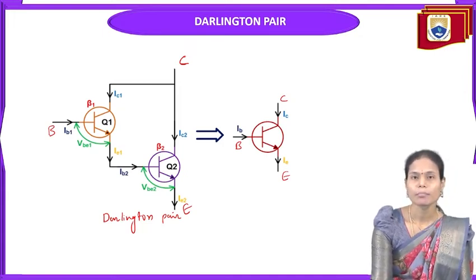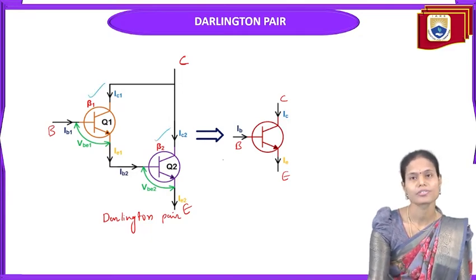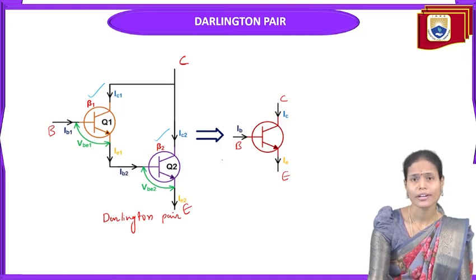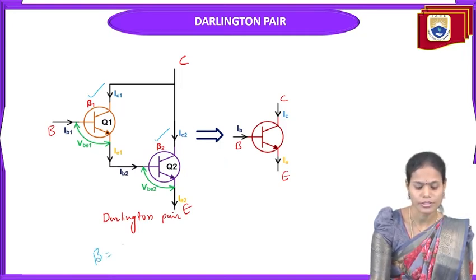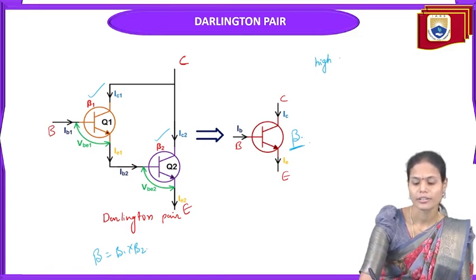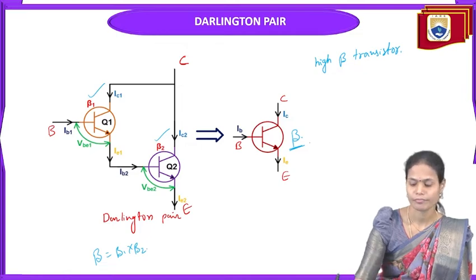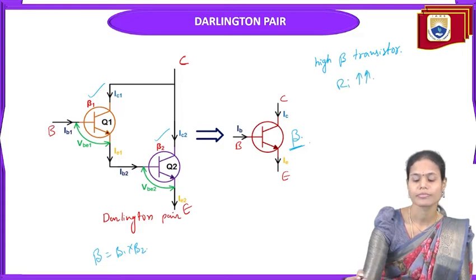So here the current gain provided by the first transistor is beta 1 and the current gain provided by the second transistor is beta 2. So the overall current gain I am taking here as beta, that is equal to beta 1 into beta 2. So for this transistor overall current gain is beta. So this particular kind of Darlington pair transistor is also called a high beta transistor. Why? Because it is providing very high gain compared to the individual amplifier stages. And because of this connection, the overall input impedance is also improving more.